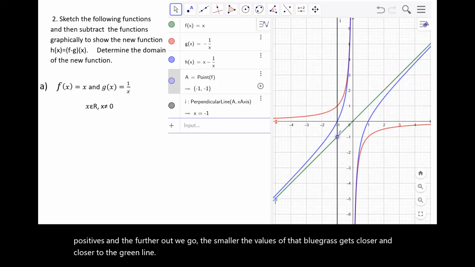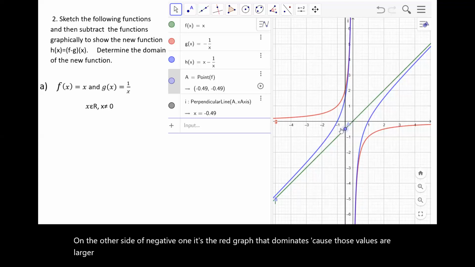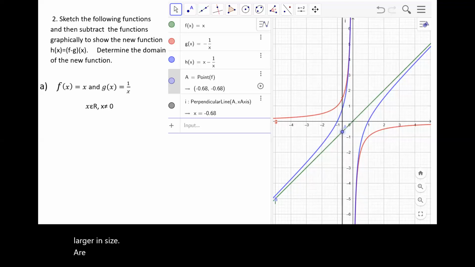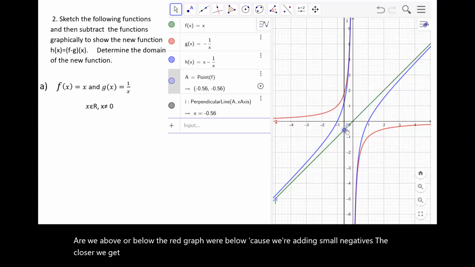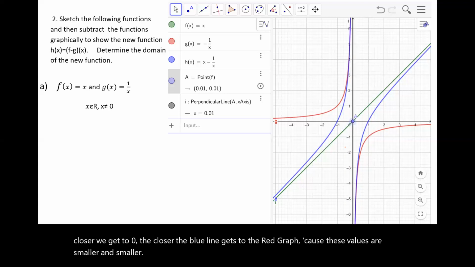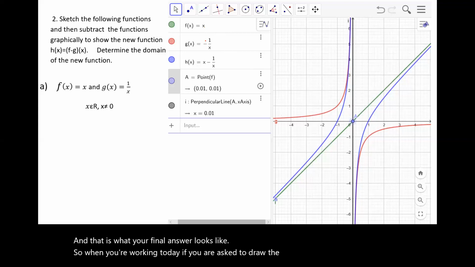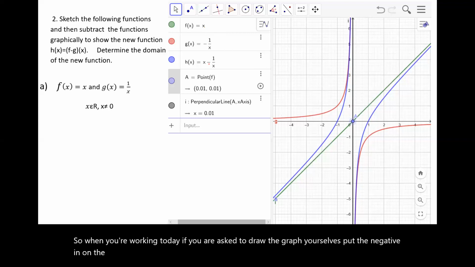On the other side of -1, it's the red graph that dominates because those values are larger in size. Are we above or below the red graph? We're below because we're adding small negatives. The closer we get to 0, the closer the blue line gets to the red graph because these values are smaller and smaller. And that is what your final answer looks like. So when you're working today, if you are asked to draw the graphs yourselves, put the negative in on the second graph so that you can just add them.